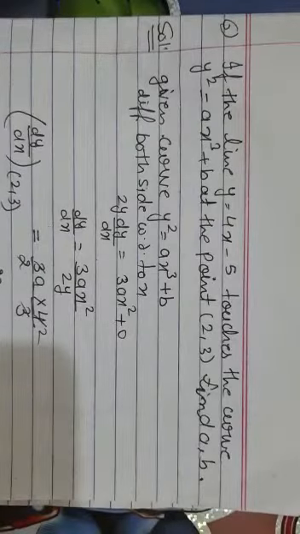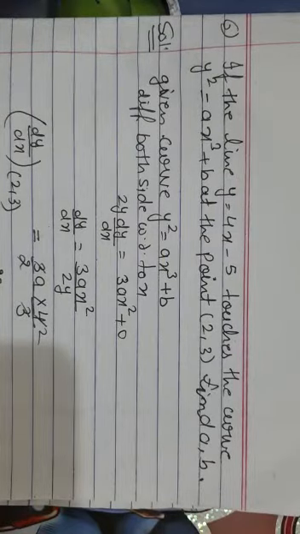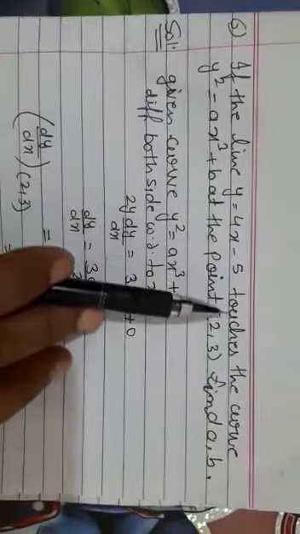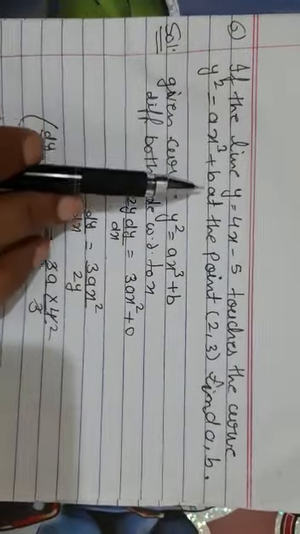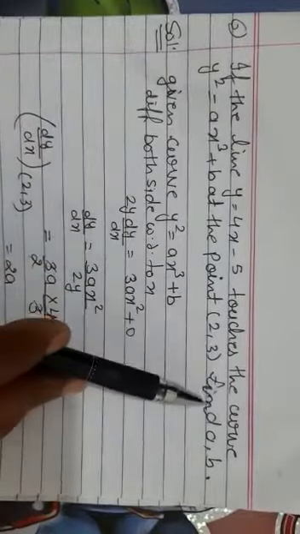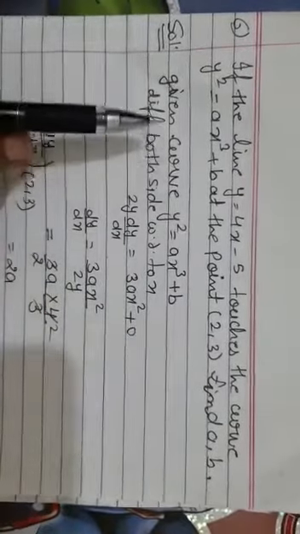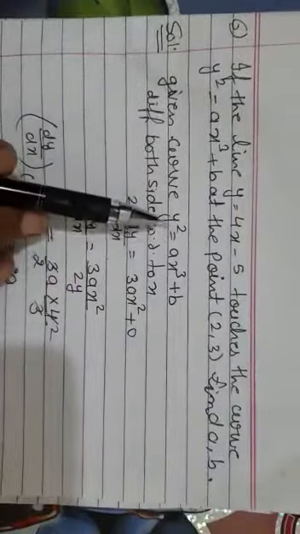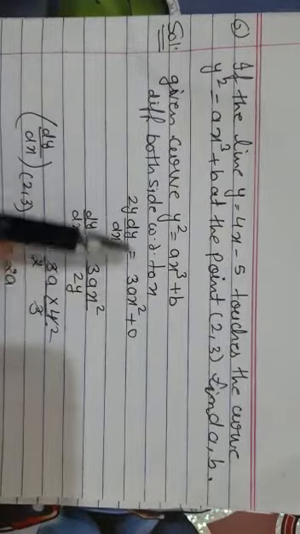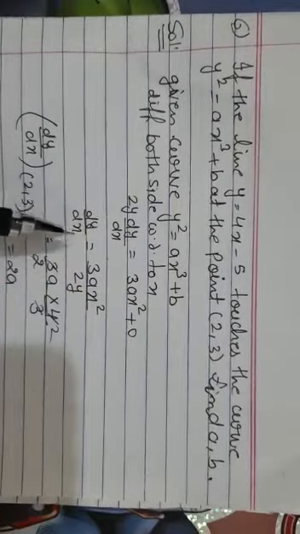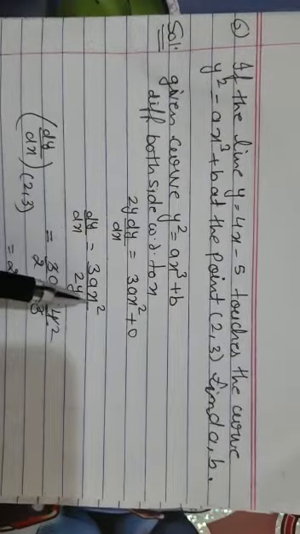Now we solve one more question from your textbook. If the line y equals 4x minus 5 touches the curve y squared equals ax cubed plus b at the point (2, 3), find the values of a and b. The given curve is y squared equals ax cubed plus b. Differentiate both sides with respect to x. So we find dy/dx equals 3ax squared upon 2y.